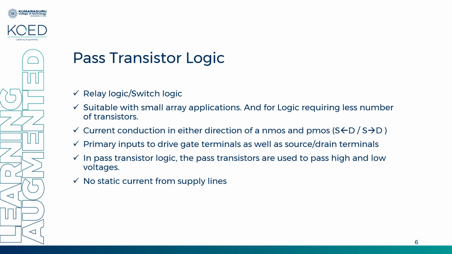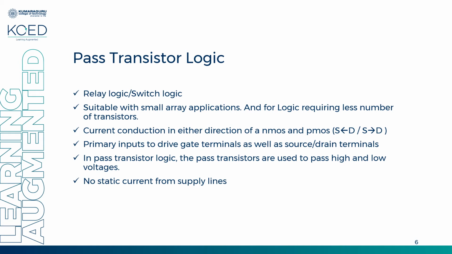So now we'll see some of the features or characteristics of pass transistor logic. This is a switch logic or relay logic, and it is suitable only for small array applications. So you have some drawbacks in pass transistor logic. It can be used only for smaller logic. You cannot design bigger circuits or bigger logic using this logic set.